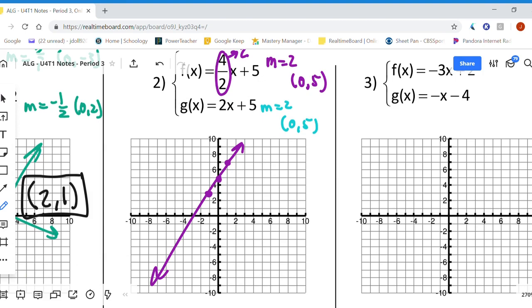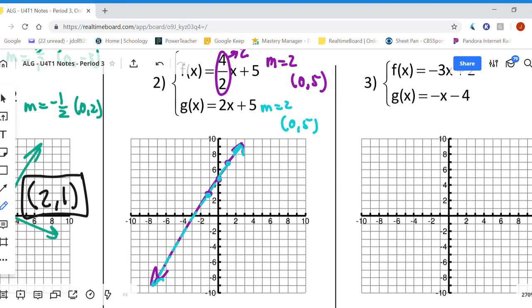And if I start at 0, 2, and I go up 2 and right 1 and down 2 and left 1, you can see I am going to get the same line. Now, that dashed line doesn't mean they're not solutions. Just so we know in this situation, I'm doing it dashed so we can show that.